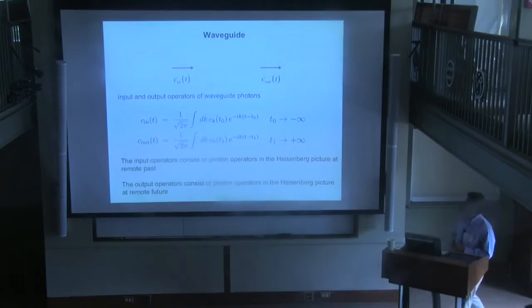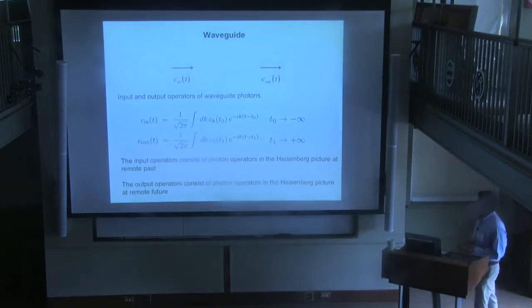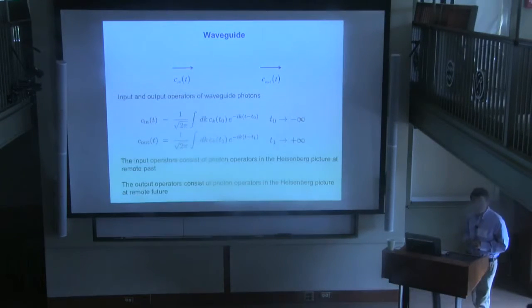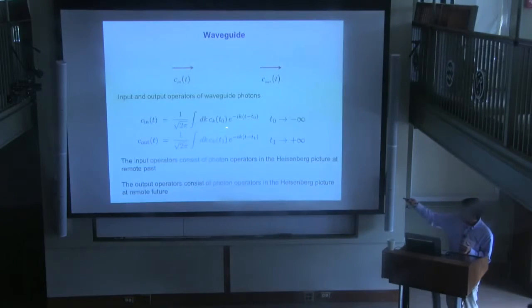So as a start of this formalism, the waveguide itself is described by what's called the input and output operators. And the CK here is the standard operator of the waveguide photon. Now for the input operator, you consider these waveguide photons at remote past, so at t goes to -infinity. And then you form a linear superposition of all these photons at remote past into an input quantum field with a time label.